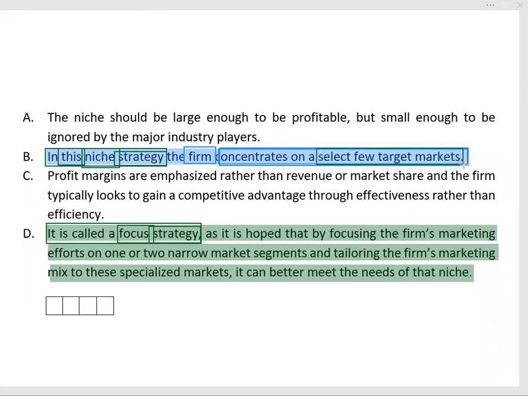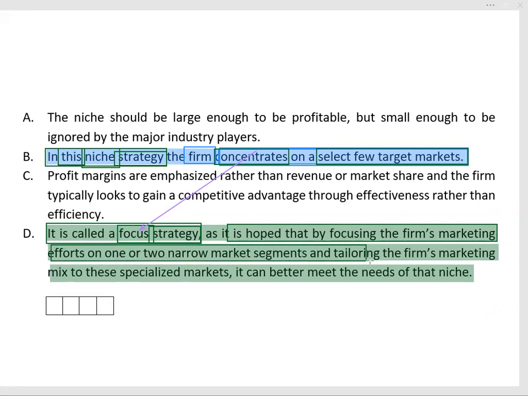Also, you can connect concentrating on a select few, especially the word concentrates, on something specifically. This can be connected to focus strategy. So the order we are looking at is from B to D. D again says it is called a focus strategy because it is hoped that by focusing the firm's marketing efforts on one or two narrow market segments and tailoring the firm's marketing mix to these specialized markets, it can better meet the needs of that niche.